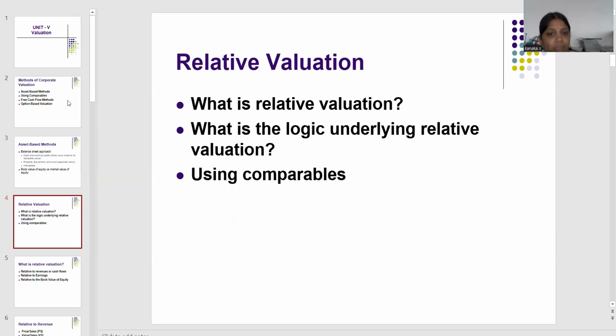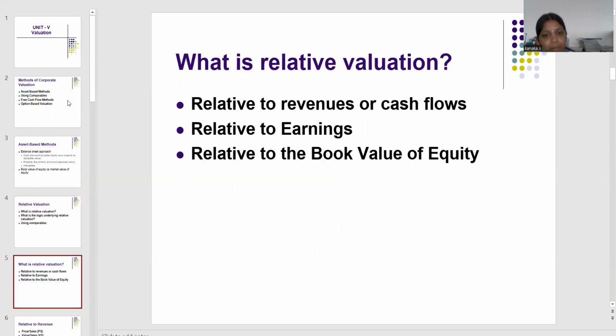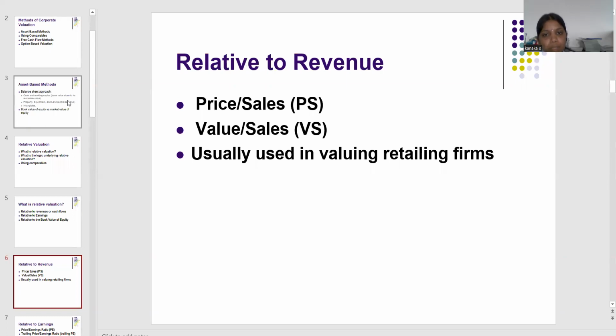What is the relative valuation? What is the logic underlying relative valuation using comparables? First, what is relative valuation? Relative to revenues or cash flows, relative to earnings, relative to the book value of the equity. Next one is relative to revenue: the price to sales ratio, value to sales, usually used in valuing retail firms.